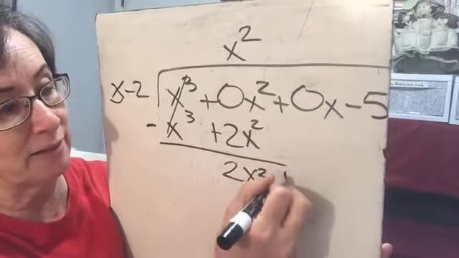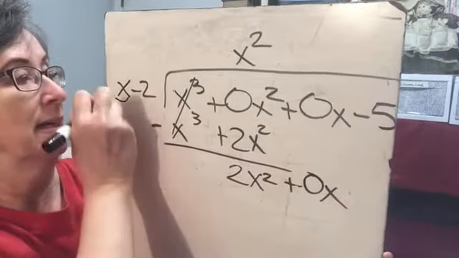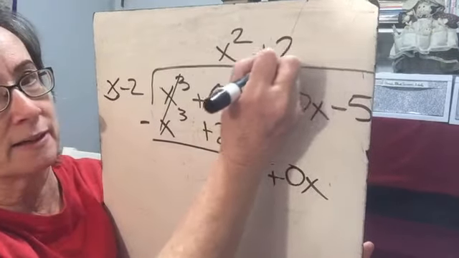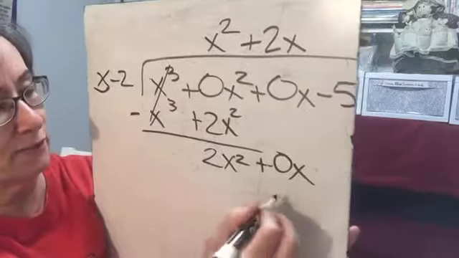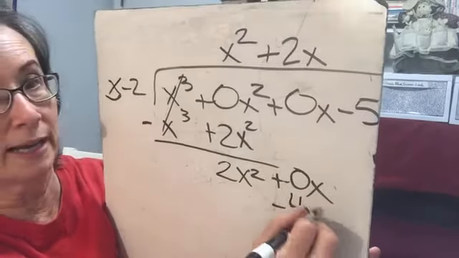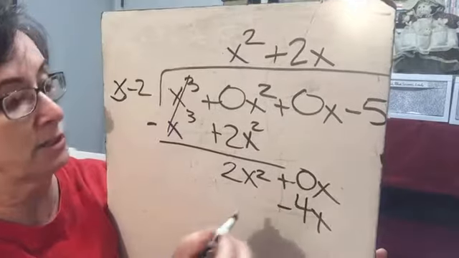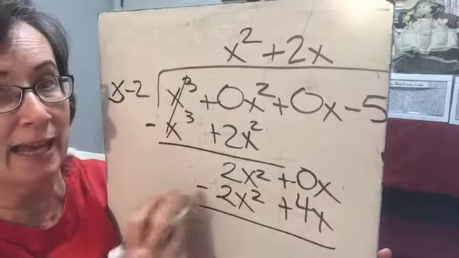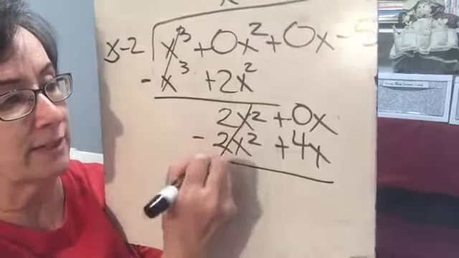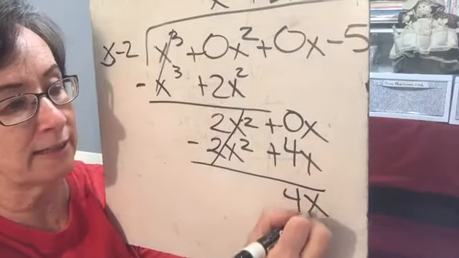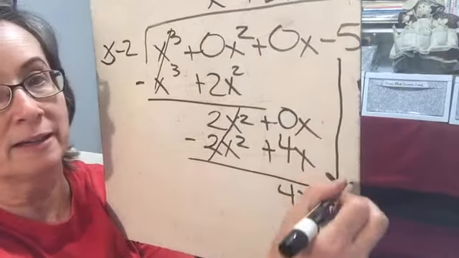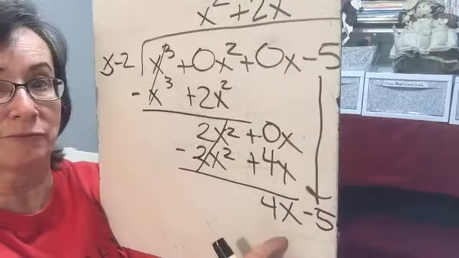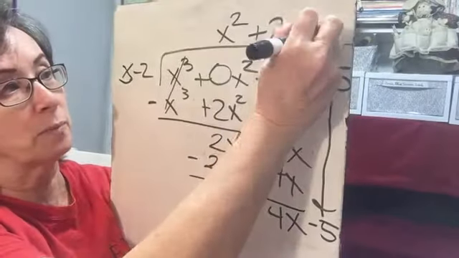I'm going to bring down my plus 0x. X goes into 2x squared, 2x times. 2x times a negative 2 is a negative 4x. 2x times an x is a 2x squared. I'm subtracting, so I change both signs and add. Now, this goes out. I'm left with a 4x. I bring down my negative 5. So now I'm going to say x goes into 4x 4 times. So I put a plus 4.